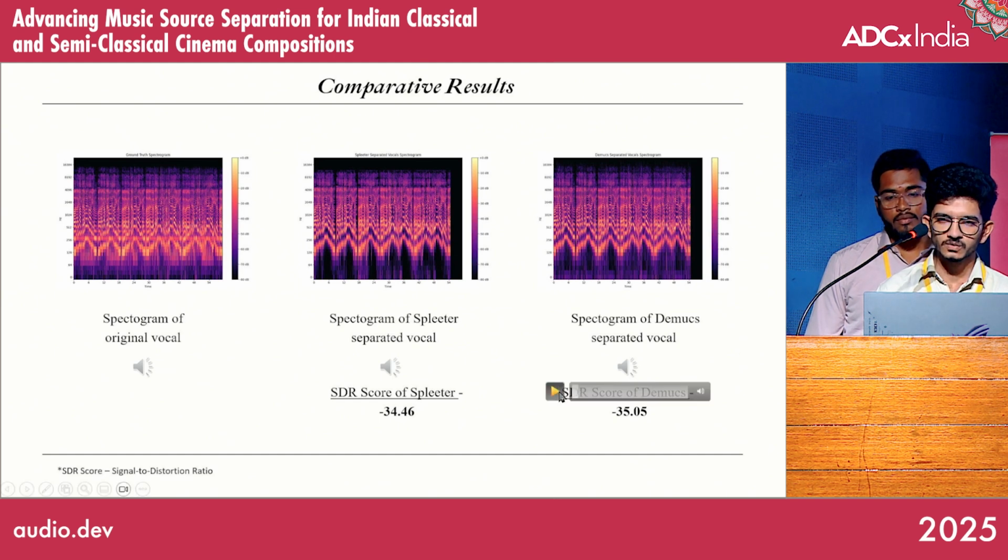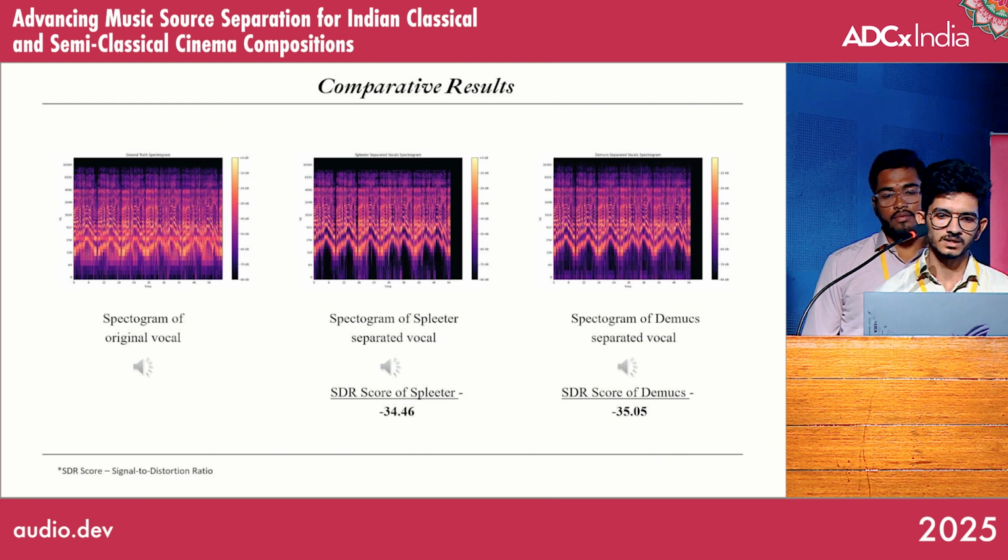So we could hear that this is a little bit clearer compared to Spleeter because it is a hybrid model, and it takes time to separate the source clearly. Here we can see the scores are in the negative because of the quality of the audio we have, but comparatively Spleeter gives the better score for classical music.